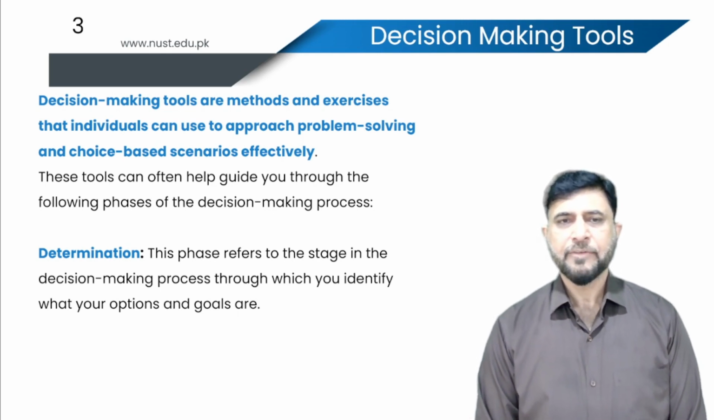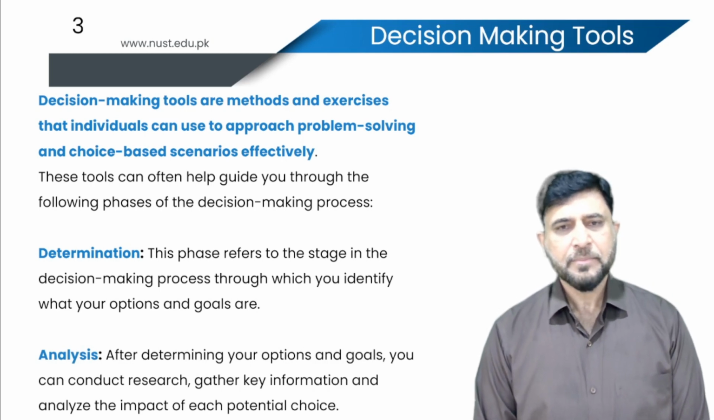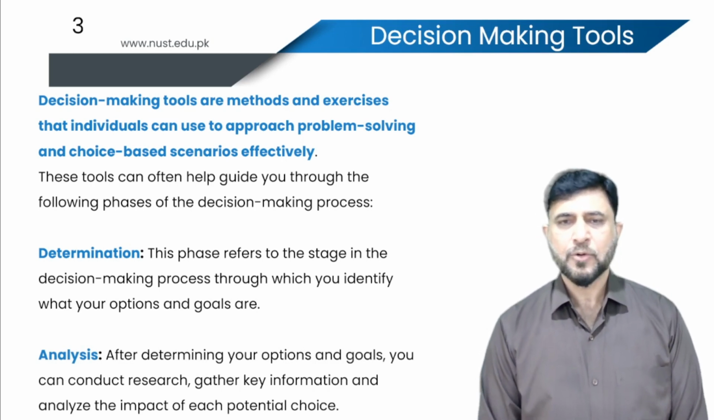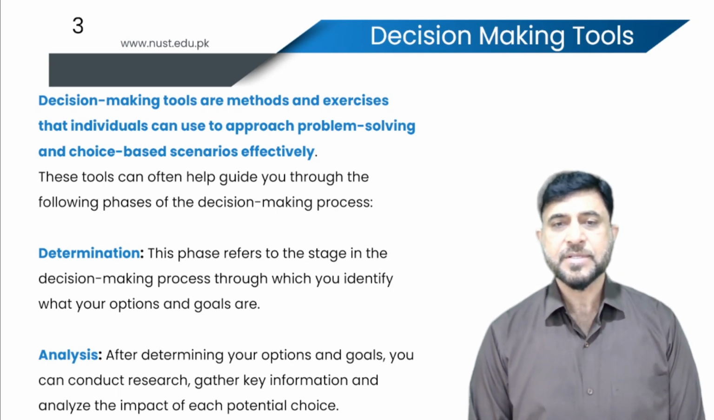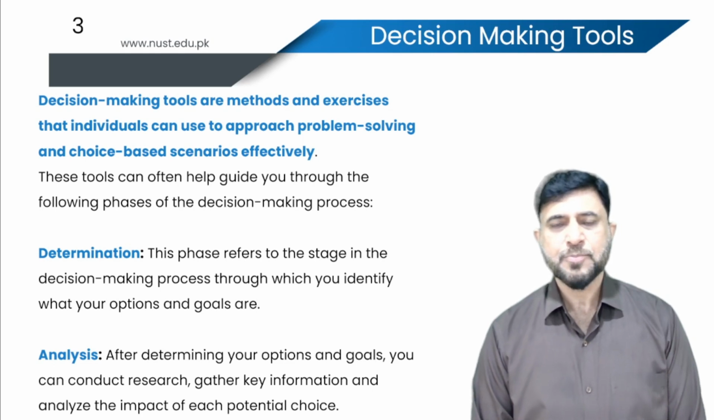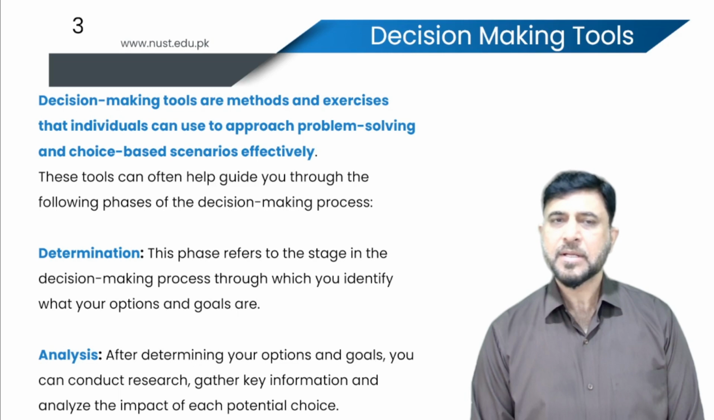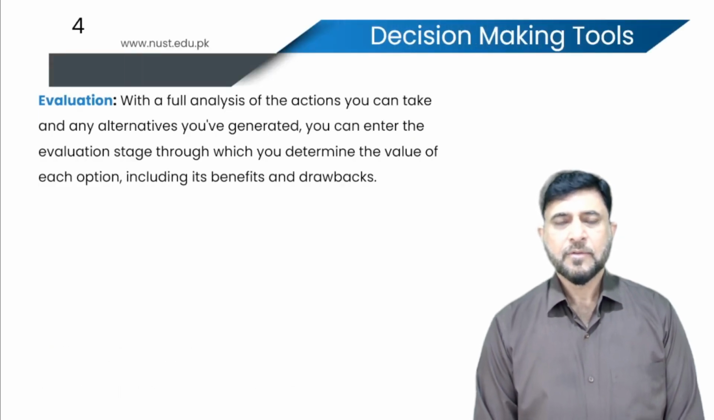Then, what is the second one? Analysis phase. After determining your options and goals, you can conduct research, gather key information, and analyze the impact of each potential choice. You have to gather data and you have to analyze that data. What is the third one?